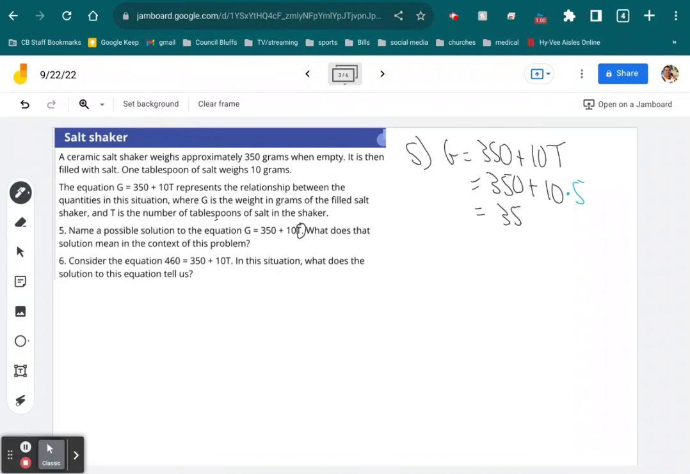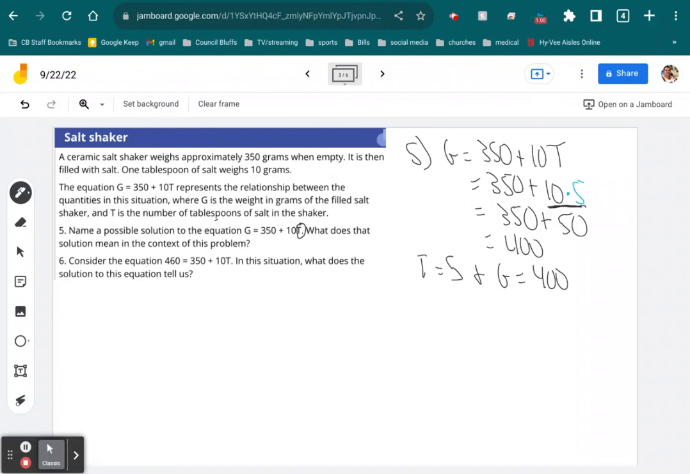So if T equals 5, then if I plug this in here, this is going to be 350 plus 10 times 5, which is 50. So 350 plus 50 is 400. Okay? So name a possible solution to this equation. One possible solution would be T equals 5 and G equals 400. I could figure out a number of solutions by just changing the value that I plug in for T. I just happen to pick 5.